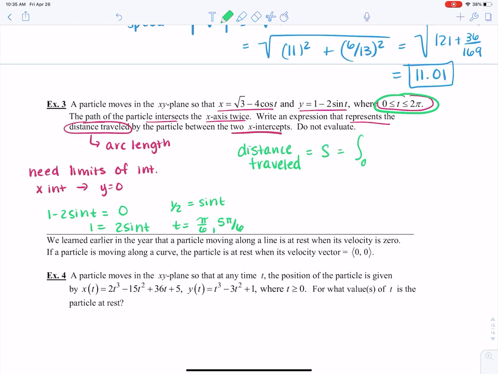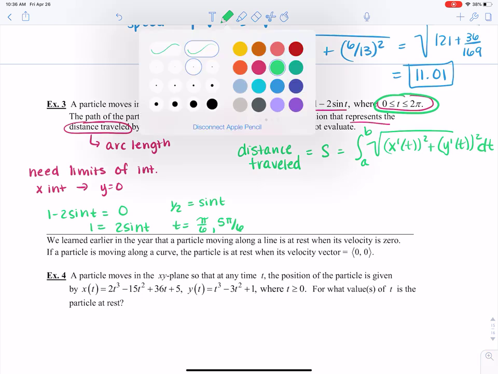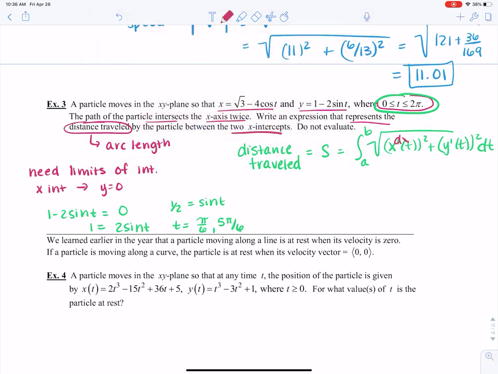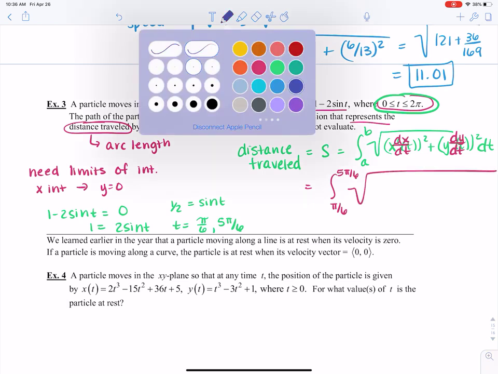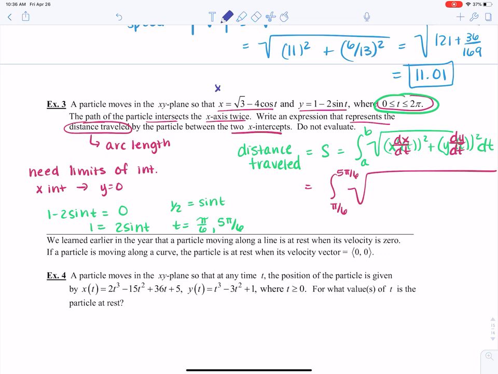And the arc length formula is the distance from a to b, square root of x prime of t squared plus y prime of t squared, dt. And I think when we wrote it down, we actually wrote them as dx/dt's and dy/dt's, but remember that those are the same thing. So we're going to have an integral from pi/6 to 5pi/6, square root. I'm going to need to find x prime of t and y prime of t, so let's go ahead and find those.